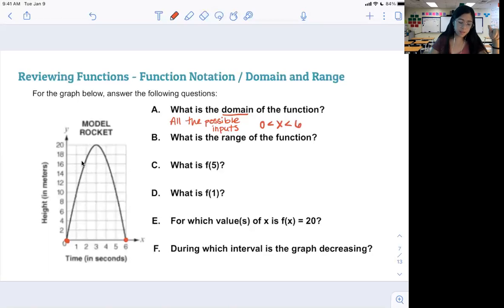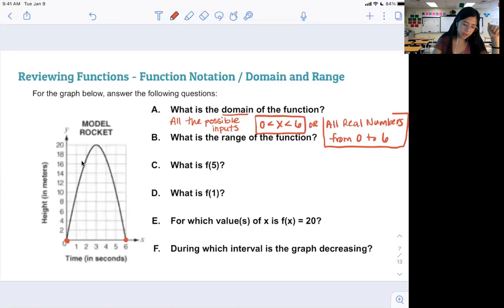There's another way to answer this. You can say all real numbers from 0 to 6. You might see it written one way, you might see it written the other way, but just be aware that that's what it means. All real numbers from 0 to 6 just means that you're covering every single number between 0 and 6. Every whole number, every decimal, everything from 0 to 6. Questions on that one?